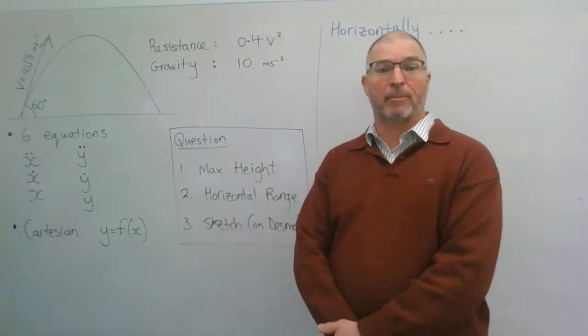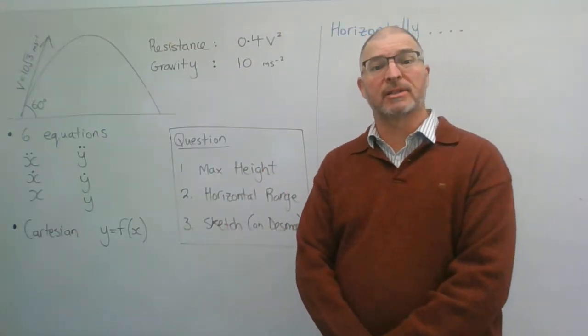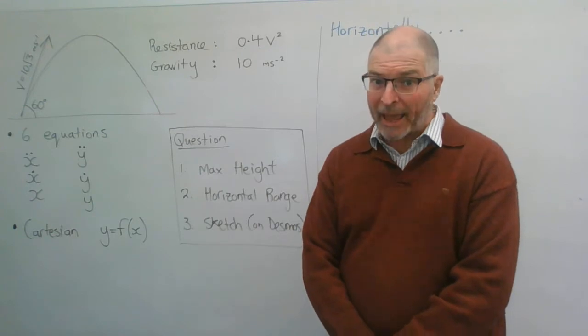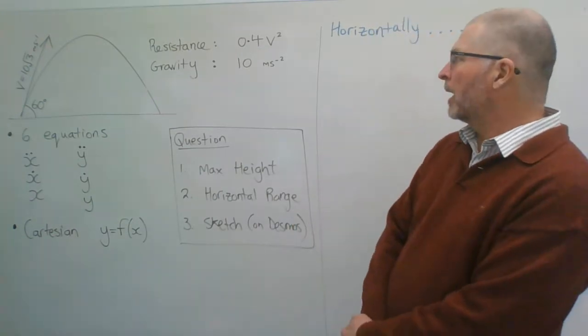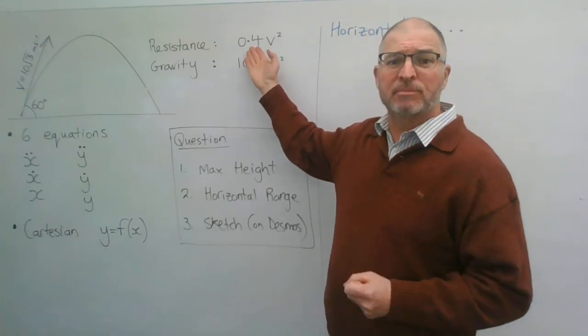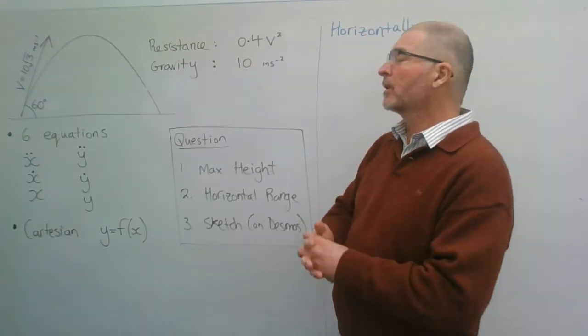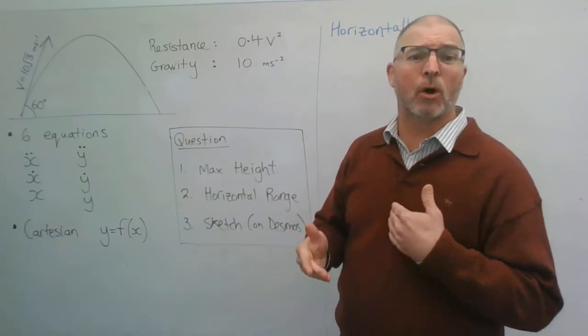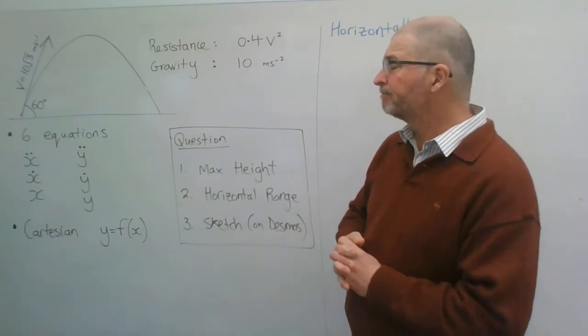Well, here's a question about projectile motion where the air resistance is proportional to the square of the velocity. The question tells us that its constant of proportionality is 0.4. Now, the resistance is always opposite to the direction of motion.